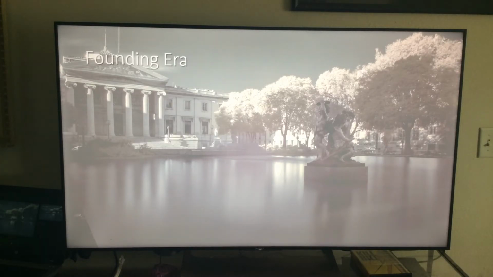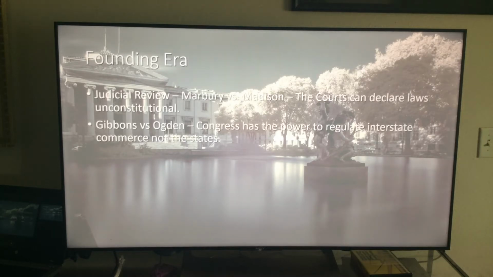We have different eras of the court. I'm going to go past these pretty quickly because I'll let you go through those when you do your notes or your outlines for this chapter. You definitely should know Marbury versus Madison. The courts can declare laws unconstitutional. That is a super important case. Please know that for test purposes.